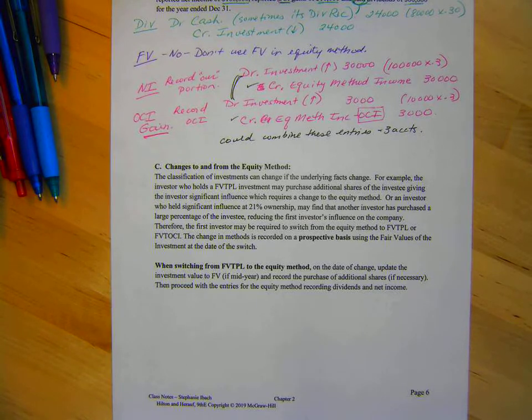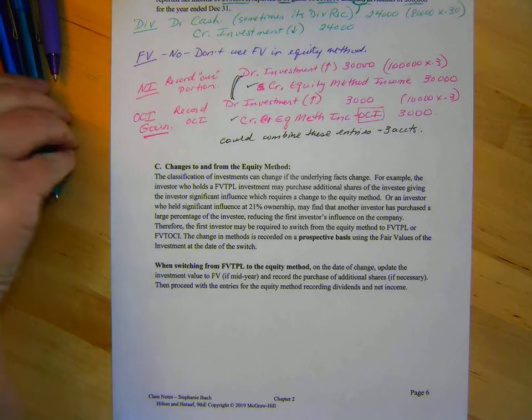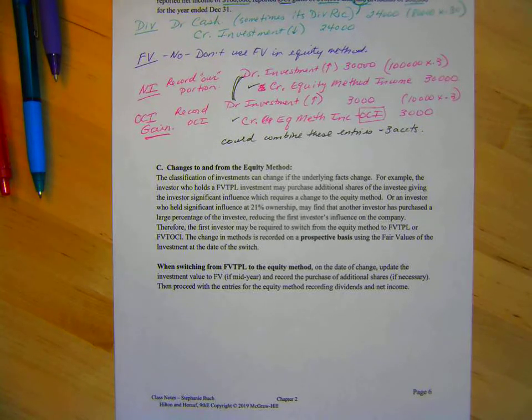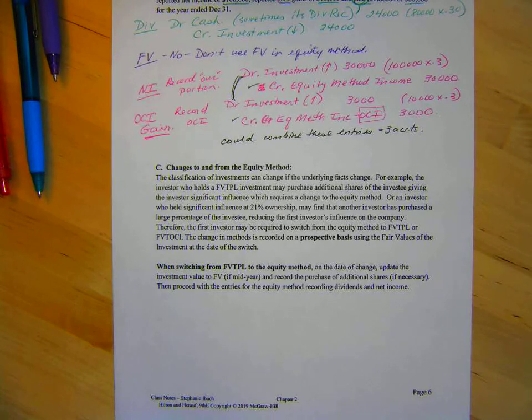Okay, on page 6, we're going to continue with part C, and we're going to go to changes to and from the equity method. For example, let's say you own 20% of an investment, and it was considered non-strategic, or 18%, 15%, something like that. Well, if you bought more shares and it pushed you over the 20% mark, in absence of the question saying anything about control and stuff, you would have to switch methods to the equity method when you owned more than 20%.